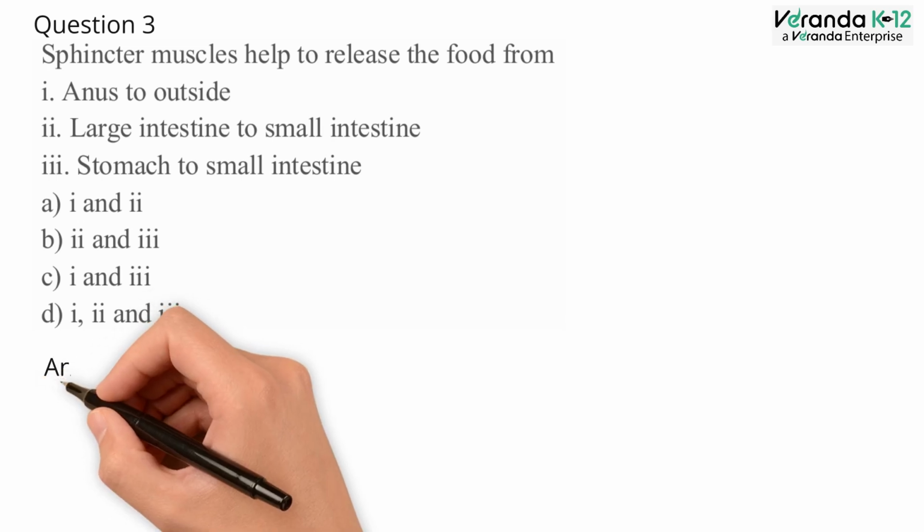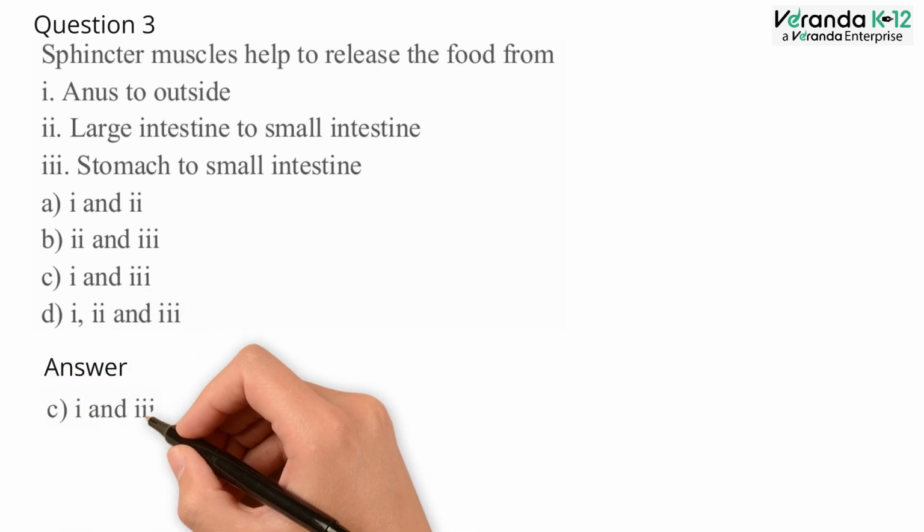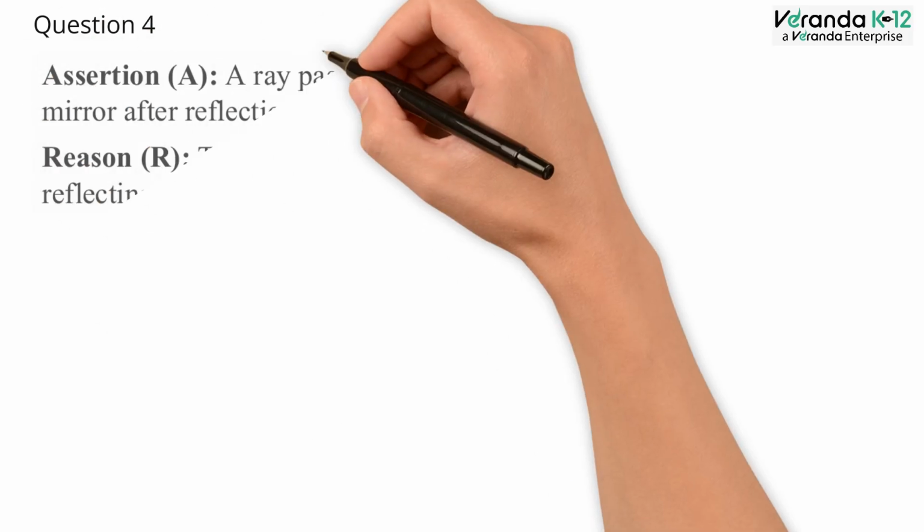To answer this question correctly, you should be able to locate the sphincter muscles in our alimentary canal. As we know, sphincter muscles are located at the end of the stomach, that is the gastric sphincter, and also present in the anus, that is the anal sphincter. So the correct answer is option C, that is 1 and 3. It is present in the anus and stomach and helps to release the food from the anus to outside and from the stomach to the small intestine.